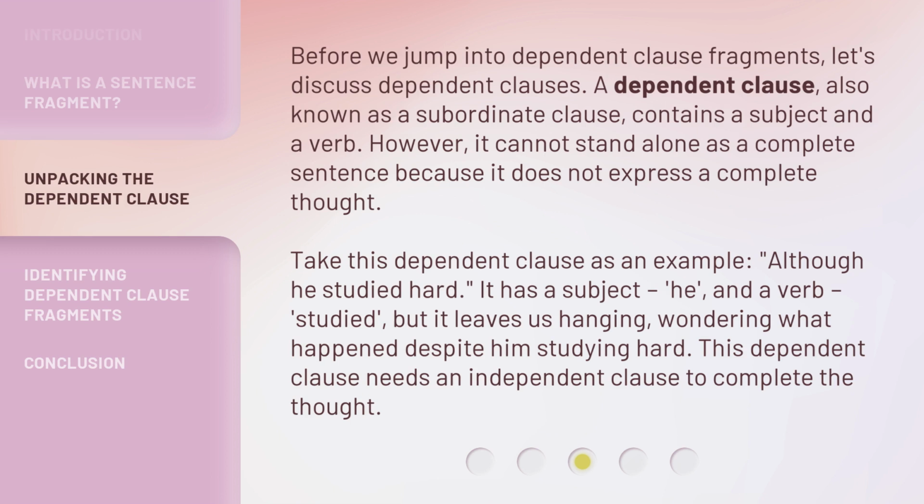Take this dependent clause as an example. "Although he studied hard." It has a subject, he, and a verb, studied, but it leaves us hanging, wondering what happened despite him studying hard. This dependent clause needs an independent clause to complete the thought.